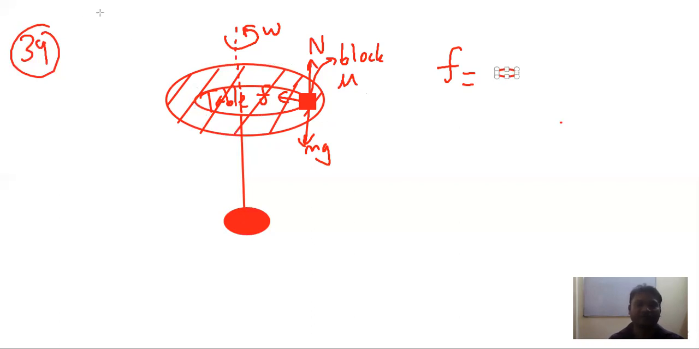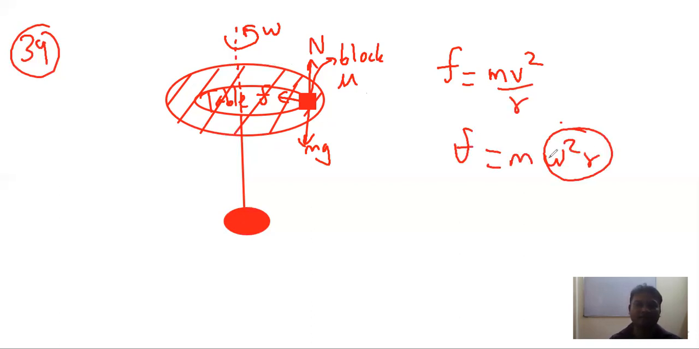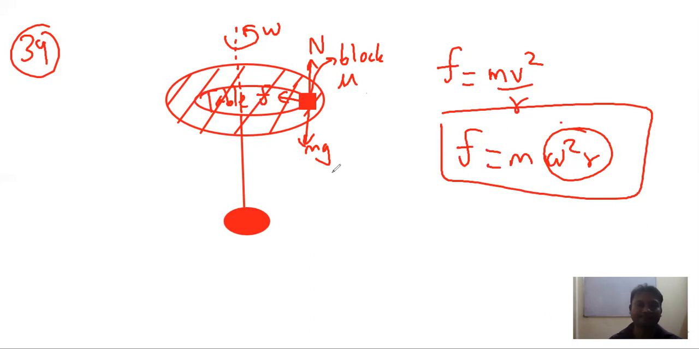So we can say the friction value is mv square by r, or we can say friction is m omega square r, because omega square r is the formula for centripetal acceleration. So the answer to this question, the friction force in this case, will be equal to m omega square r.